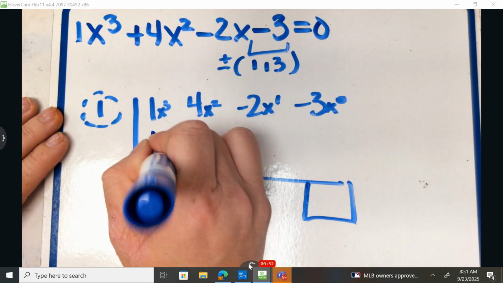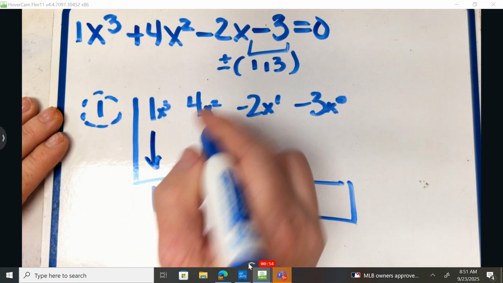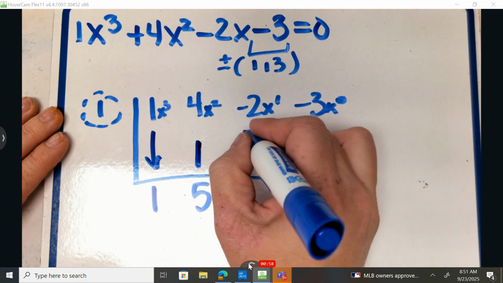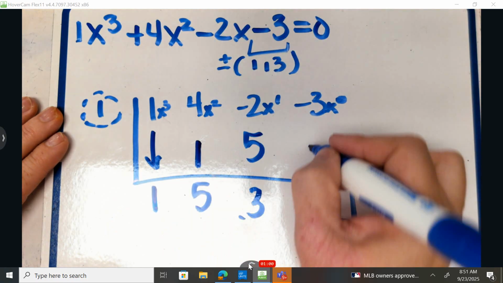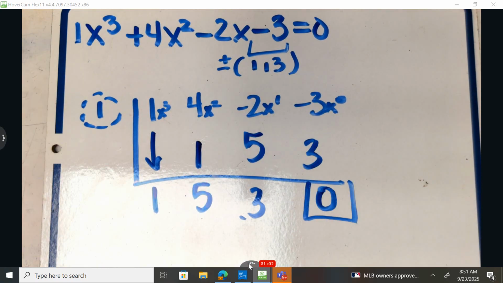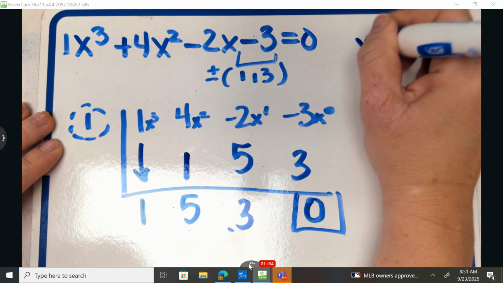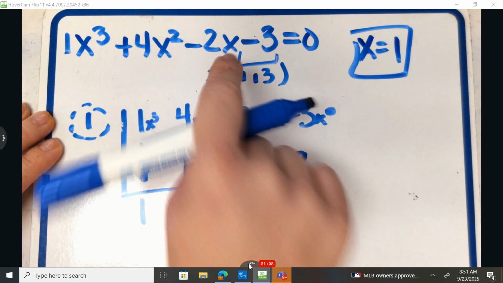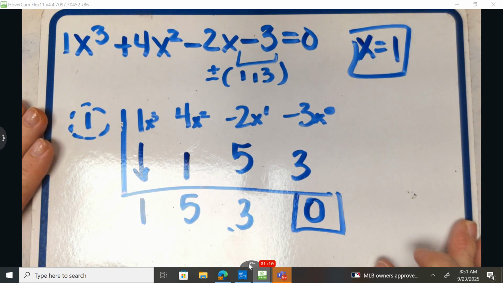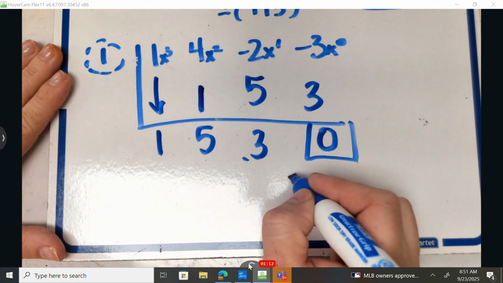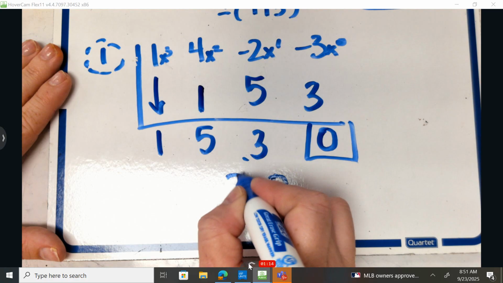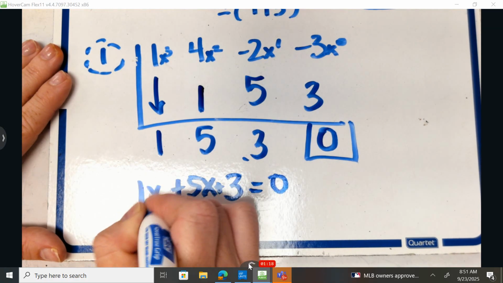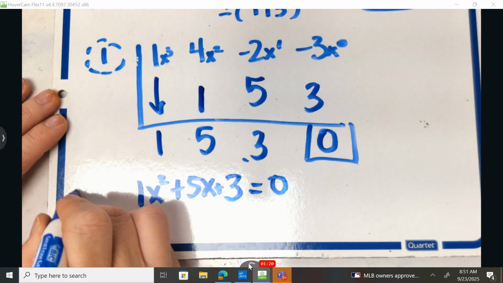Okay, Mama method. After I drop down, it's multiply and add down. Multiply and add down. Multiply and add down, and it works. So I know x equals 1 is one of the 3 solutions to this polynomial equation. Now I'm going to take this and write this as 0 equals x minus 1 times x squared plus 5x plus 3.